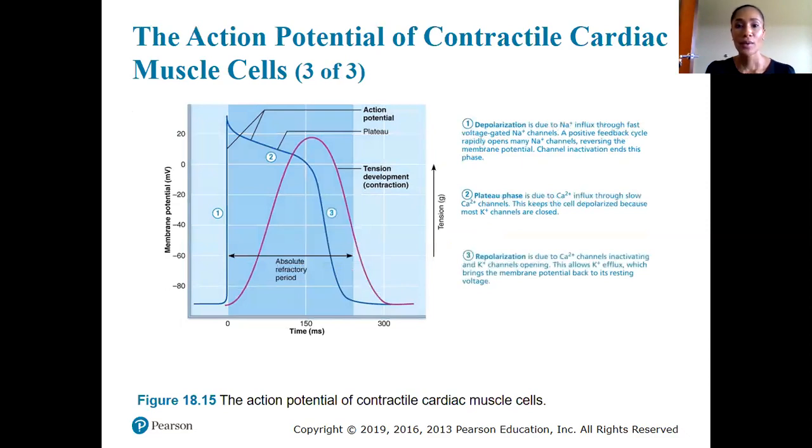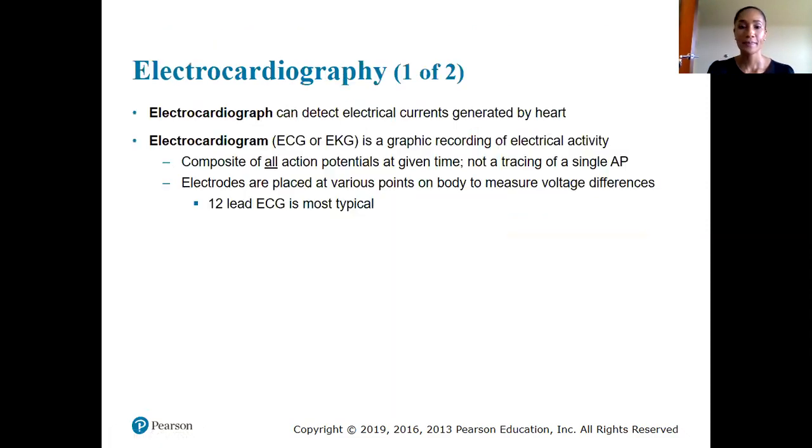This diagram is just showing us the phases of contractile muscles and cardiac muscles. And we see, like I said before, this plateau phase that we were talking about here that allows cardiac muscle to contract at a slower pace than skeletal muscles.